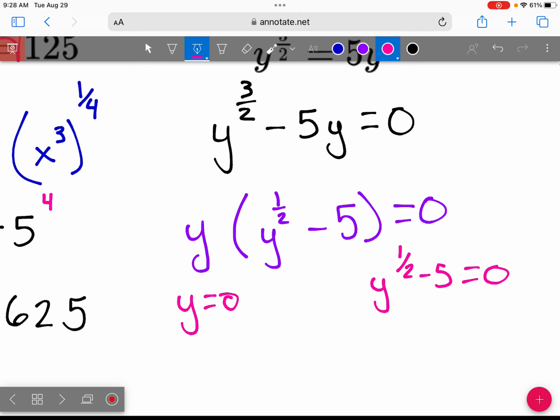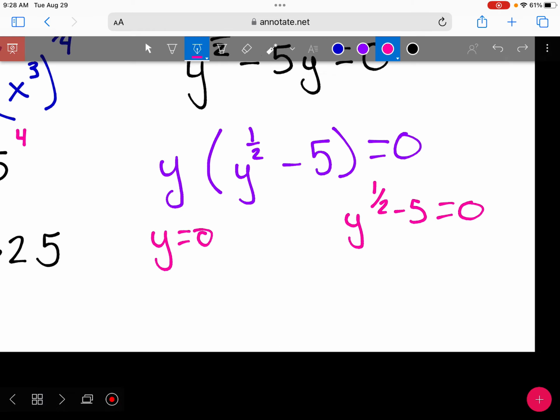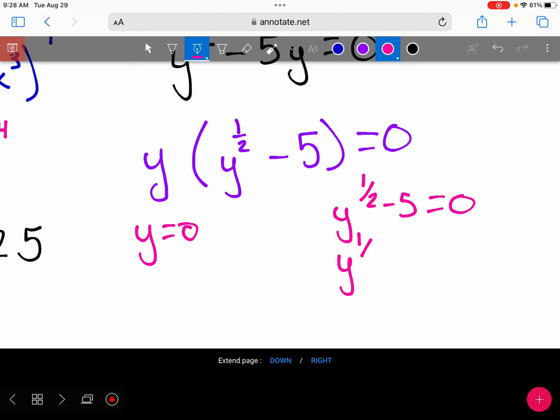So we've got to get this down to y equals. So what do we do? Add 5. Y to the 1/2 equals 5. What do we do to get the 1/2 out of that exponent? Square both sides. Or to the 2, however your brain does it. To the 2nd, to the 2, square. I don't care how you word it. English is a suggestion. So y equals 25.